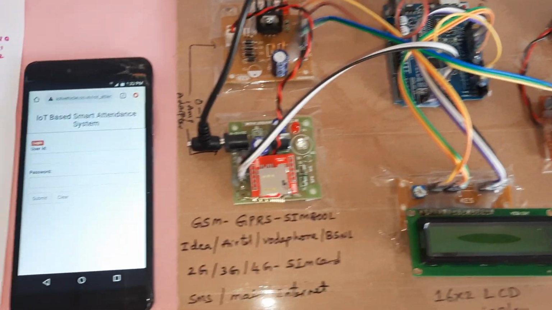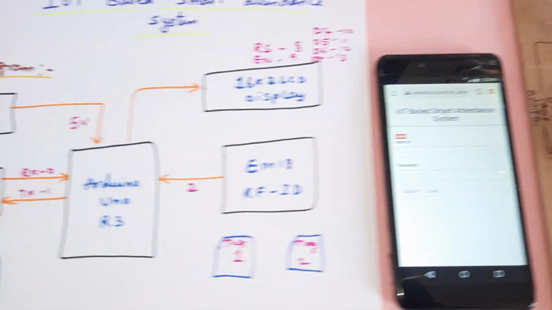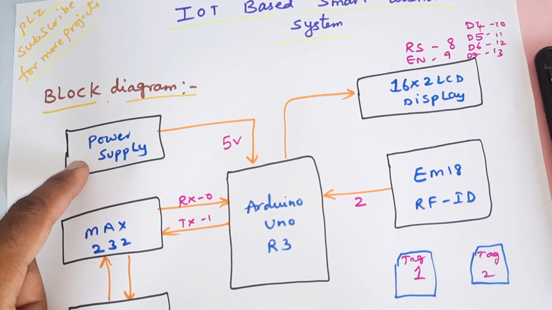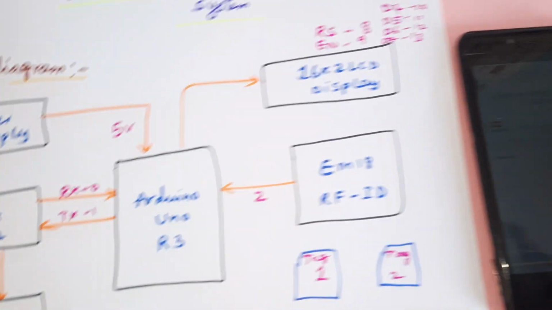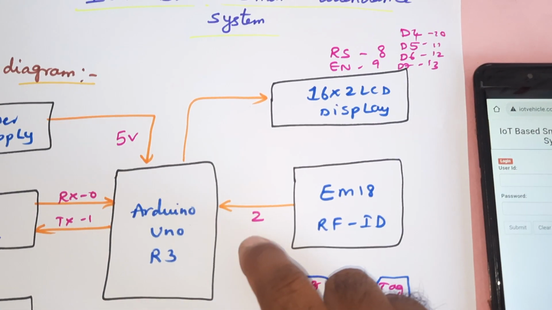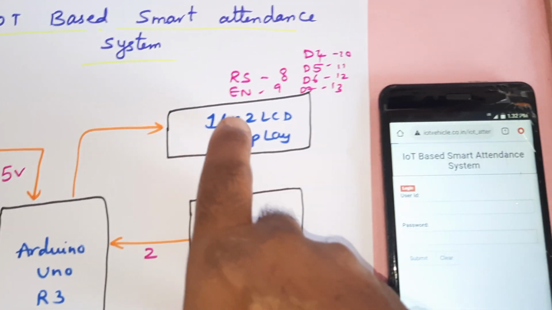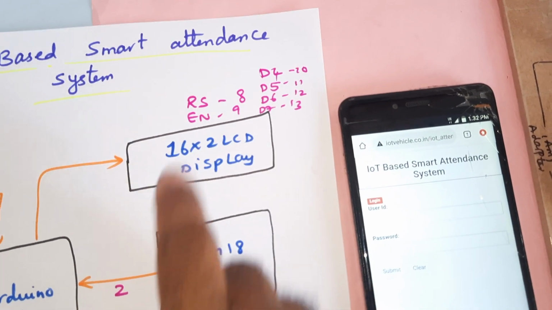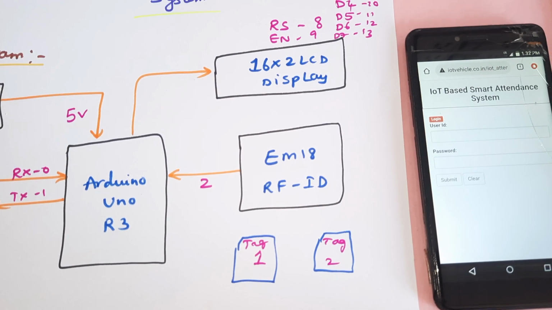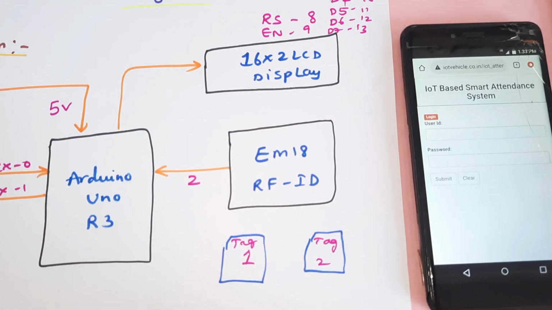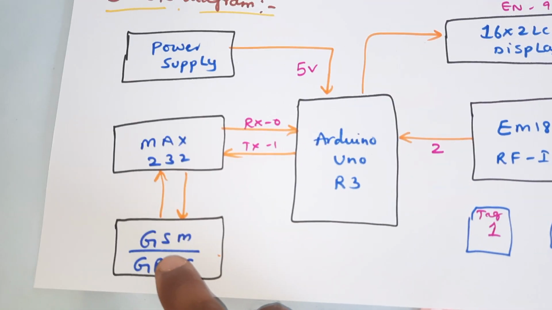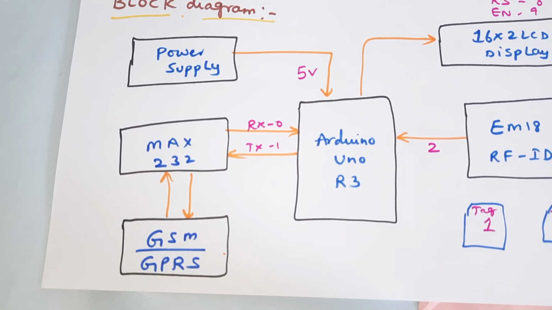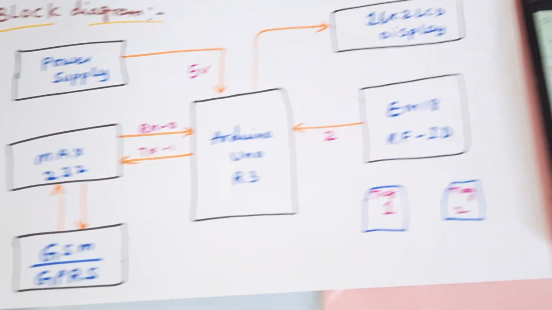The project title is IoT based smart attendance system. In this project we are using a power supply board, an Arduino Uno R3 board, and a 16x2 character LCD display. Whatever the process is going on, that should be displayed on the LCD. RS, enable, D4, D5, D6, D7 are connected to pins 8, 9, 10, 11, 12, 13, and we are using an EM18 RFID module. Here we have two RFID cards and one GSM SIM800 GPRS module, connected with RX, TX and 0 and 1.